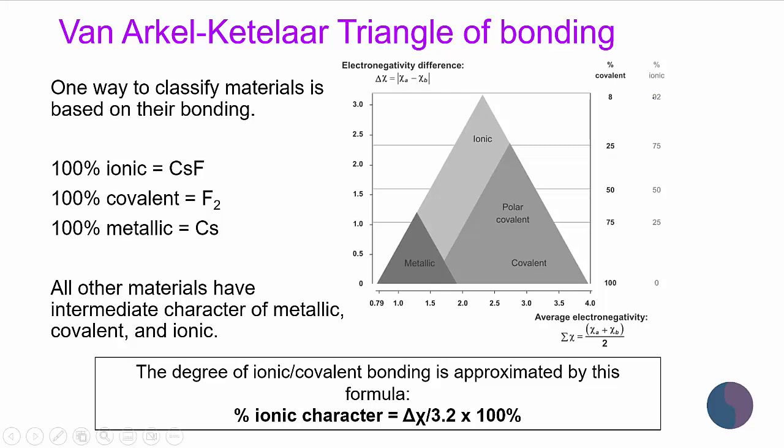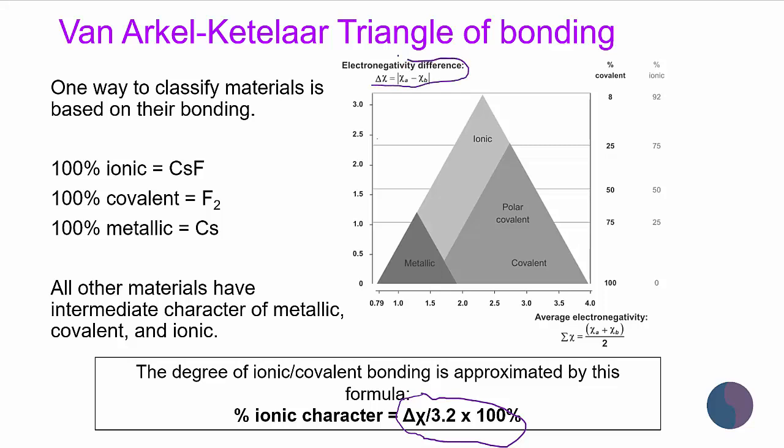Now that we've done the three types of bonding, the metallic, ionic, and covalent, we're going to look at the Van Arkel-Ketelaar triangle of bonding. The syllabus says you don't need to be able to do this one here, the electronegativity difference divided by 3.2. But it does say that you need to be able to use electronegativity data and put things on here. So you need to do everything else.